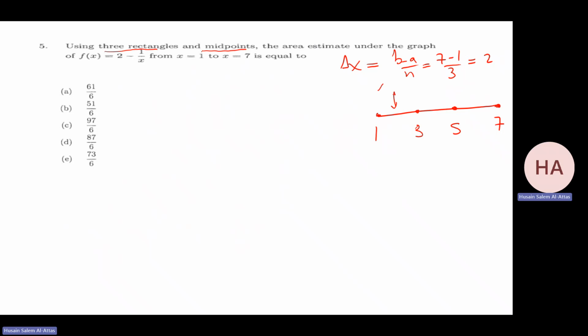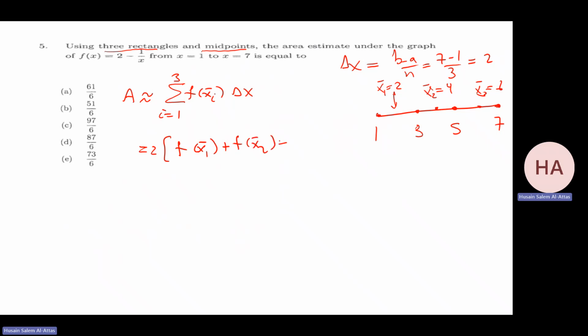So what is the mid here? X1 bar will be 2. X2 bar will be 4. X3 bar will be 6. So my area approximately is the summation i equals 1 to 3 of f of xi bar, to represent the midpoint, times delta x. Delta x is 2, so I can take 2 outside. The remaining is f of x1 bar plus f of x2 bar plus f of x3 bar.